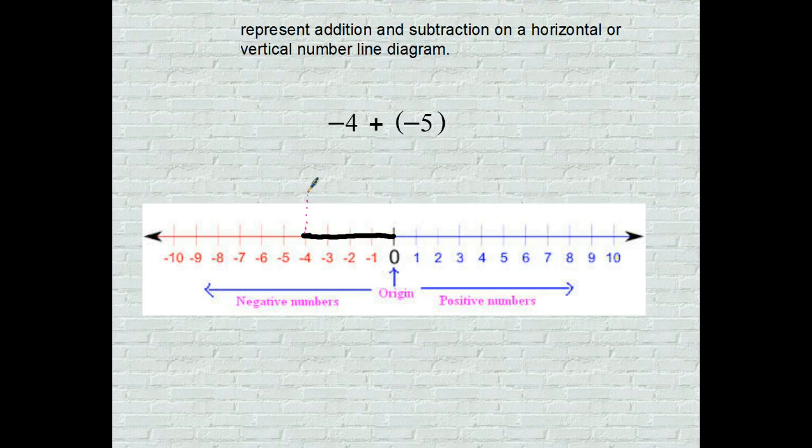And then they want you to add negative 5. Recall that when you're adding a negative, you're actually going in reverse. Adding 5 would be go to the right. So if we add negative 5, we're going to go to the left 5 units. 1, 2, 3, 4, 5.